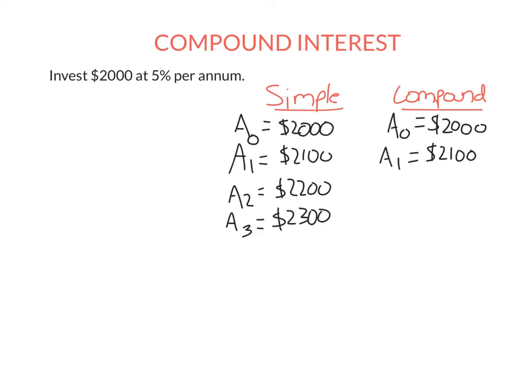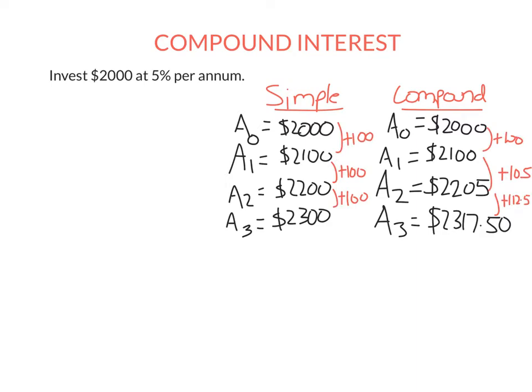But what compound interest does is it says at the end of the first year, we're not going to earn 5% of the original amount, 2,000. We're going to earn 5% of 2,100. And that actually is 105. So your account would go up by 105 this year. Then at the end of the second year, it's not 5% of 2,000 that you earn. You'd earn 5% of 2,205 in this year. So your account would actually go up by 112.50. So you'd have 2,317.50.